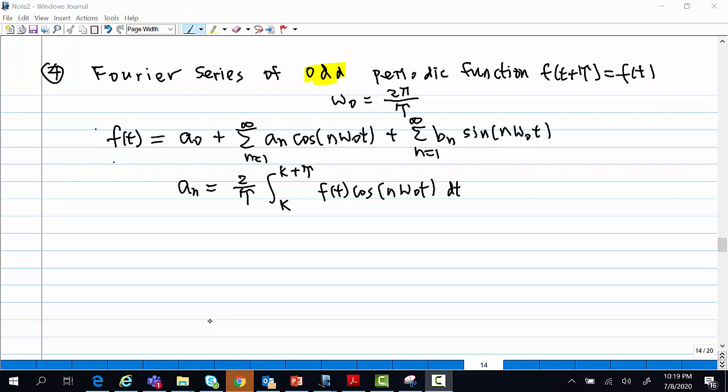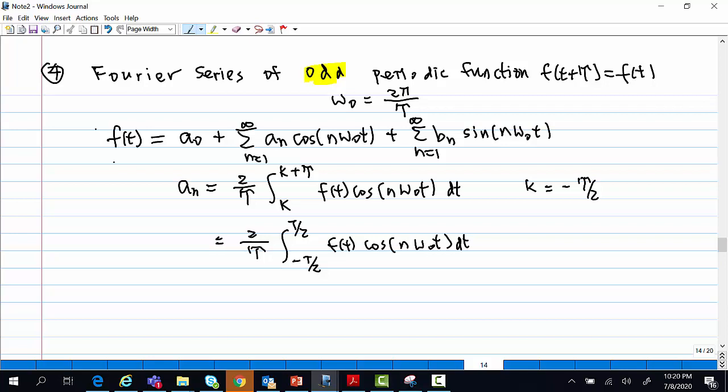We know the formula of an is 2 over T integral of f(t) cosine n omega 0 t from k to k plus T. Now, you change k to minus T over 2. So this integral becomes 2 over T from minus T over 2 to T over 2 f(t) cosine n omega 0 t dt.